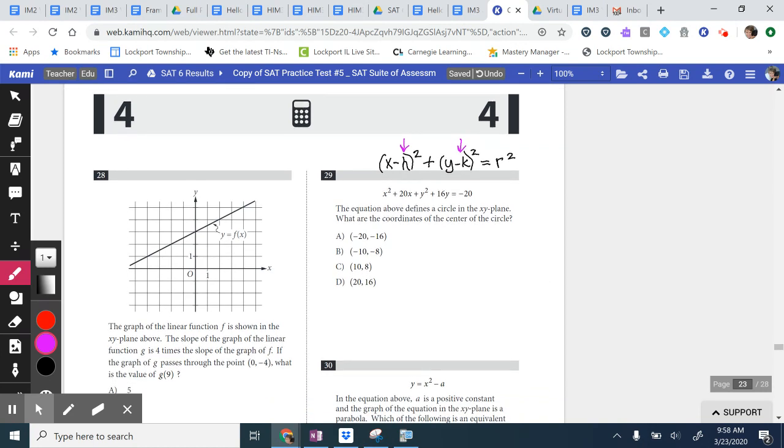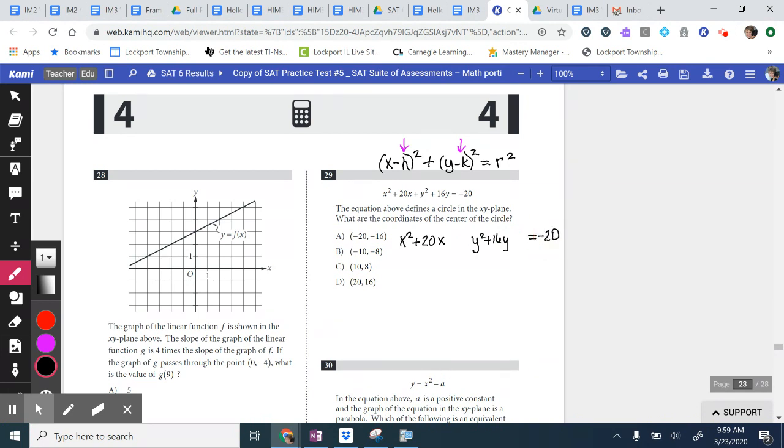So the technique here is we need to complete the square, which means we want the x terms together. And we're going to skip some space here. And then we want the y terms together. And we're going to skip some space, and then we leave the constant over here.